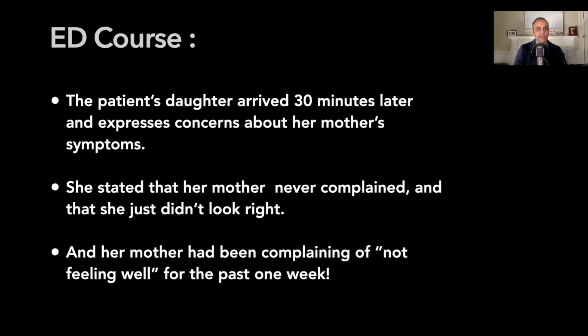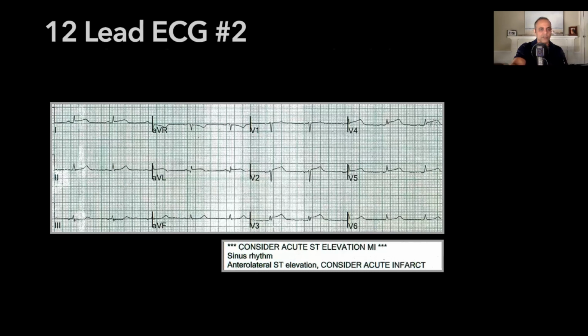So the patient actually was in the ED. Her daughter came about 30 minutes later and expressed concerns about her mother's symptoms, saying that her mother never complains, and this just isn't right for her, and that she's been complaining of not feeling well for the past 1 week or so. So quite concerning. And like I said before, whenever you see a suspicious ECG, always get a second one to see how it's changing, right? And so getting the second ECG about 20 minutes later showed this.